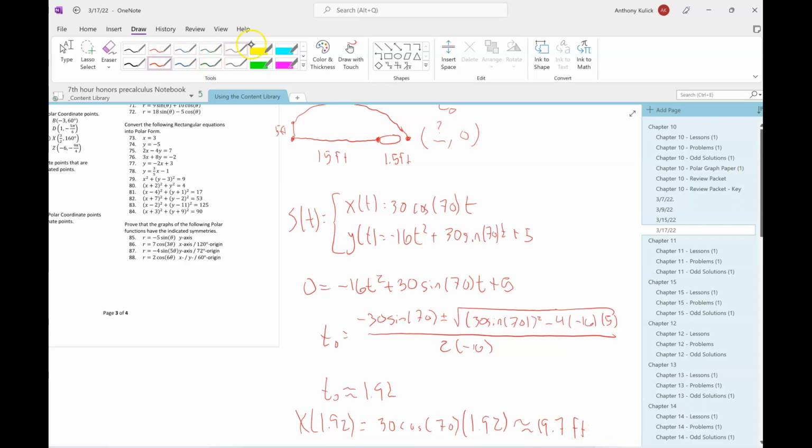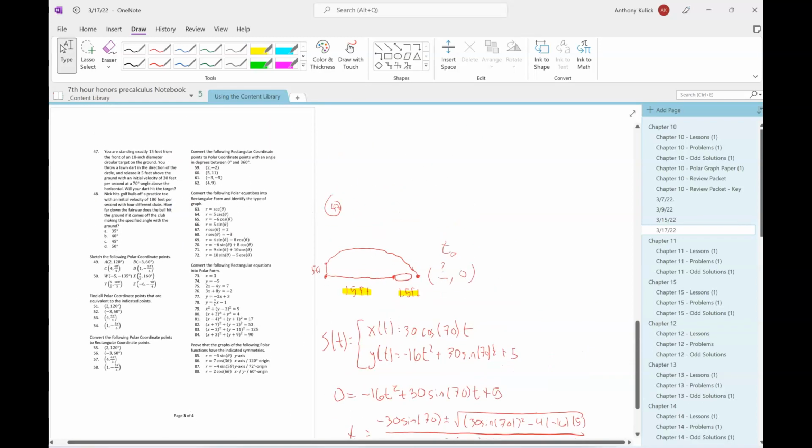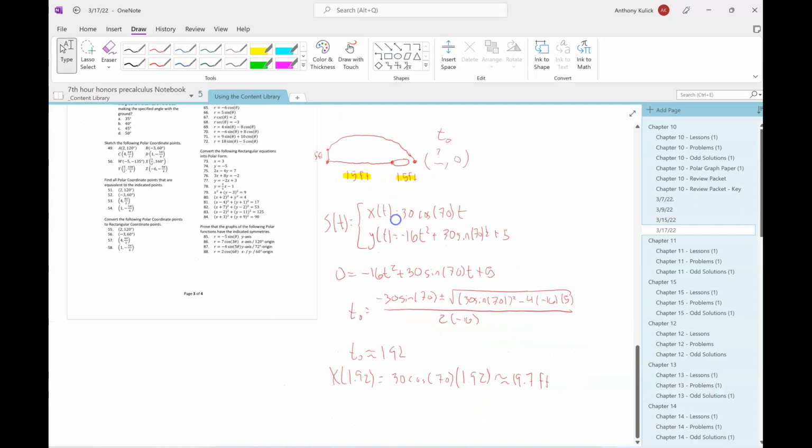And if I look at my picture up here, 15 feet to the target. The target's 1.5 feet. That was a diameter, right? Yeah, so 1.5 feet all the way across it. So it's 16.5 feet to the end of the target. So I've missed the target by, oh, 2.2 feet. Because this is greater than 15 plus 1.5.